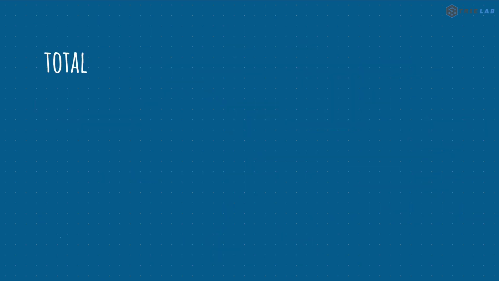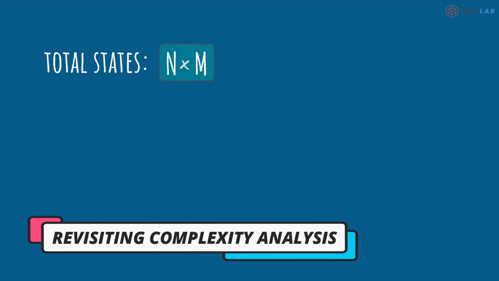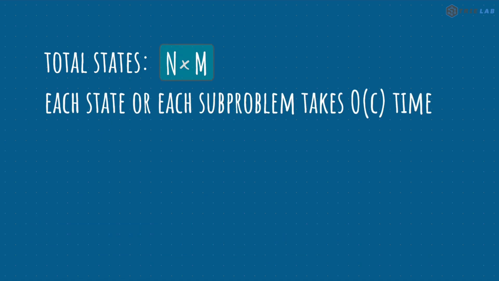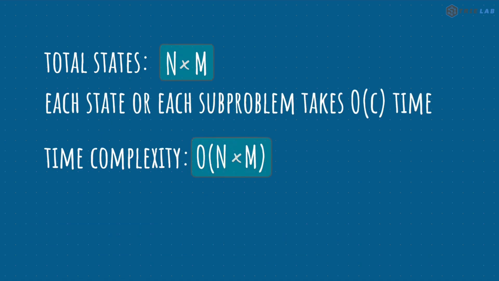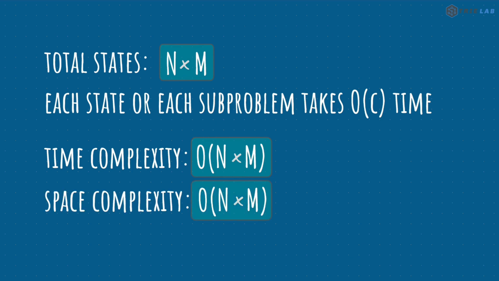Now there are n cross m states, and each state computation takes a constant time, making the time complexity big O of n cross m, while the space complexity will become big O of n cross m for the memoization table and big O of n for the recursion stack.